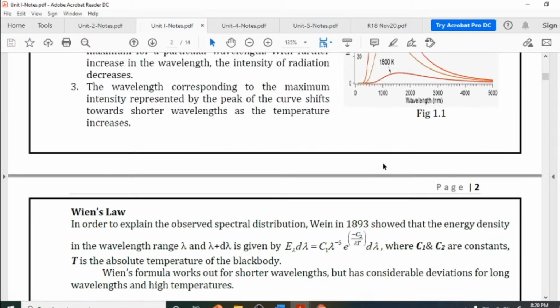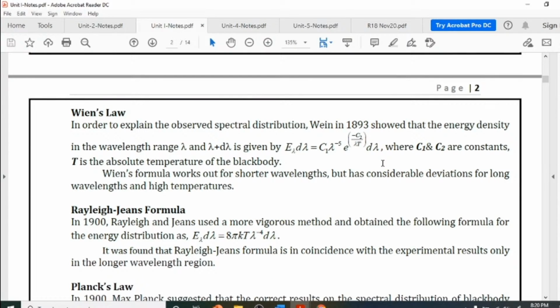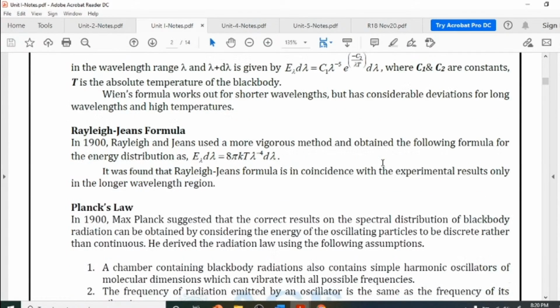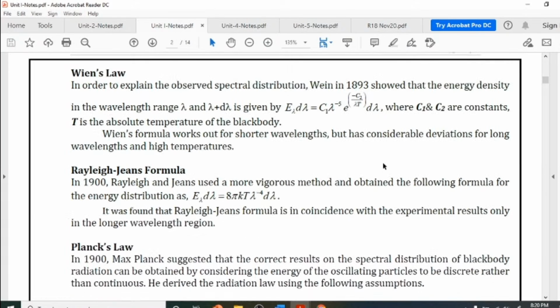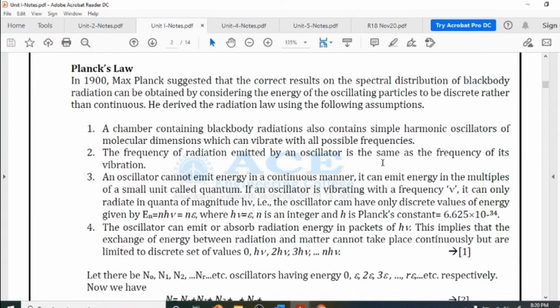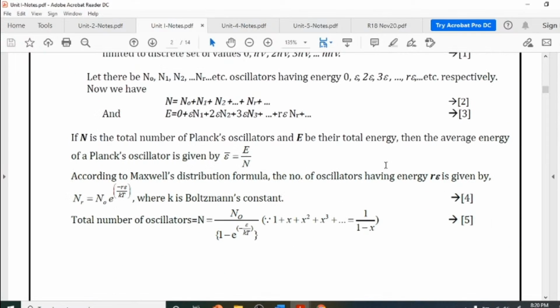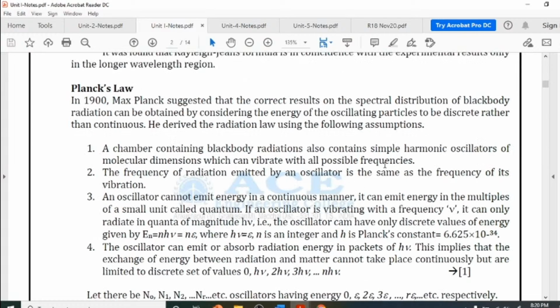If you are asked to write about the laws of black body radiation, there are laws that are being given here. Planck's law, Rayleigh-Jeans formula, Planck's formula, all these are difficult to discuss in one class, let me tell you, but you can have a glance. Since we are sticking ourselves to units 1, 2 and 4, we'll discuss more on them. So Planck's law, the derivation part, if Planck's law is asked, then only write.